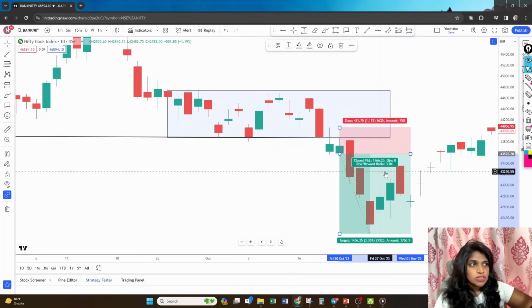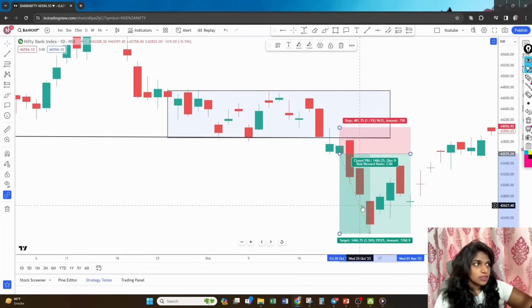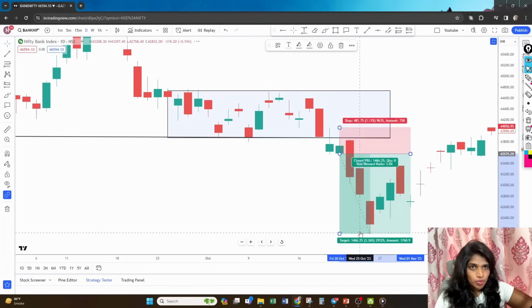The RR works out to be 3x. So for every 1 unit of risk that you have taken, you have been rewarded 3x of this particular risk. Now I'll come to the rules that we need to ensure, at what levels and all. But first, let's understand with more examples.